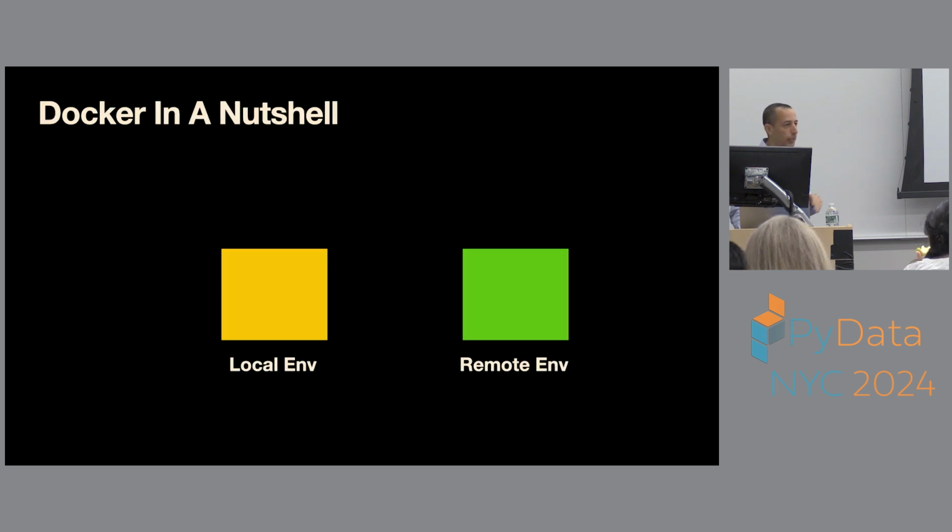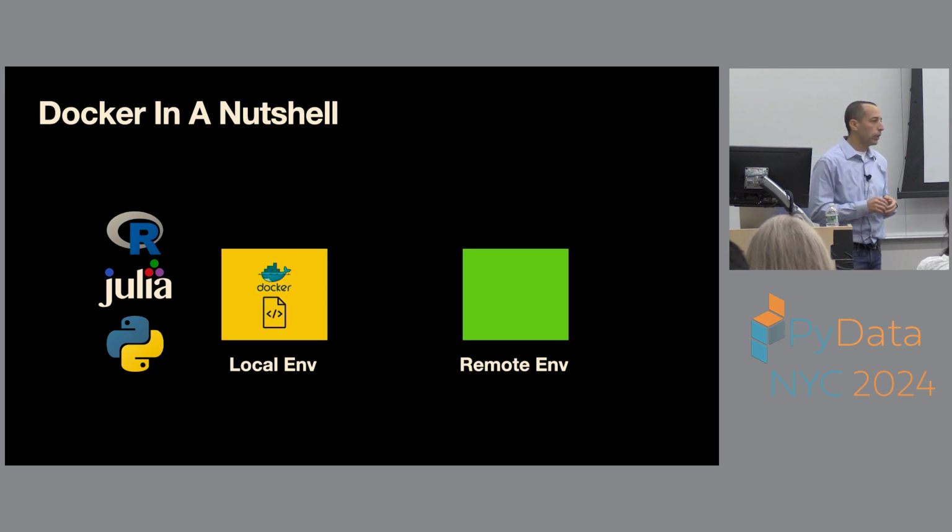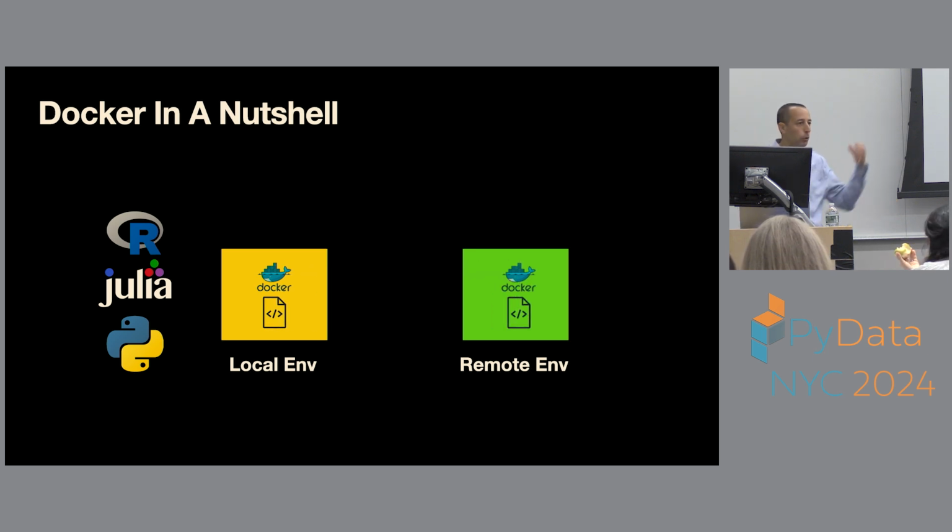To illustrate how Docker works, it's very simple. If you're developing in your local environment, regardless of the language, whether you're using R, Python, Julia, or any open source language, you set up an environment with Docker, you develop your code inside this environment, and then you seamlessly ship your code with a container to some remote service. In this case, we're going to use GitHub Actions.